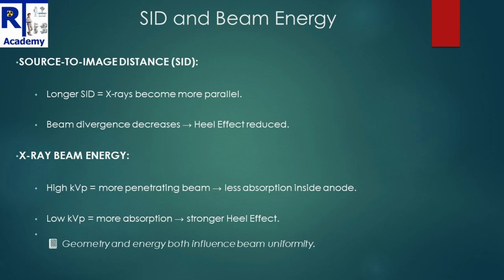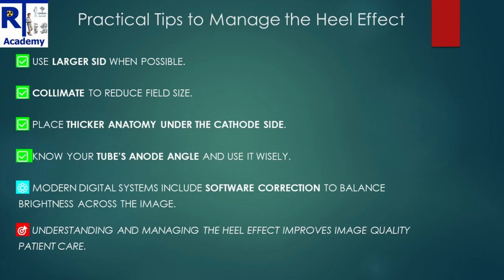Practical tips. Use larger SID when possible. Reduce field size with collimation. Place thicker tissue under the cathode. Be aware of the tube's anode angle. Some modern X-ray systems also include software correction, which helps balance intensity across the image.